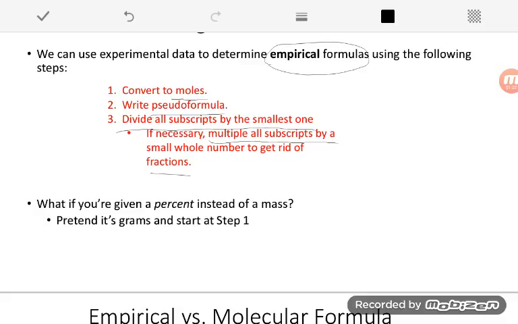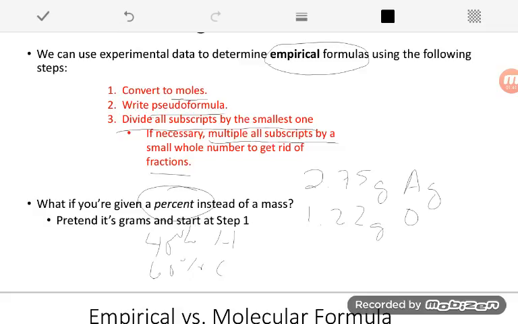So sometimes you're given data in terms of grams. So for instance, you had 2.75 grams silver and 1.22 grams oxygen, and turn that into an empirical formula. But sometimes you're given a percentage instead. It was 40% hydrogen, 60% carbon, something like that.